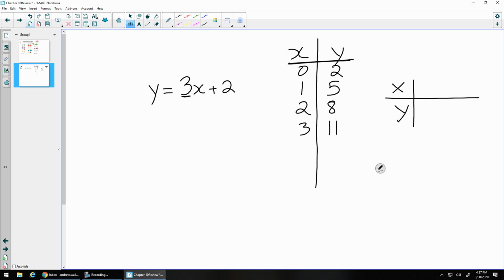And now we can see our pattern. Every time x goes up by 1, y is going up by 3. It went up by 3, it went up by 3. And so now, without even substituting into our equation, we could say, well, if x is 4, y is going to jump by another 3 to 14. So since we're adding 3 each time, that tells us what our numerical coefficient is over here.